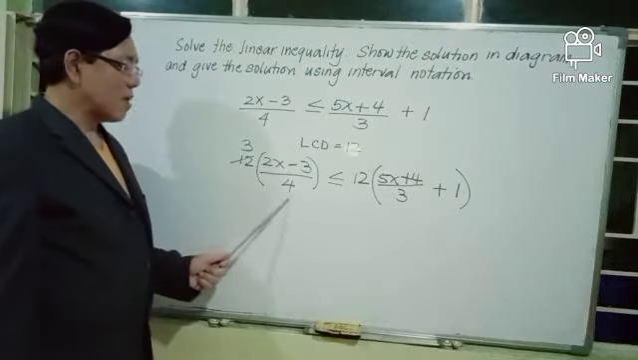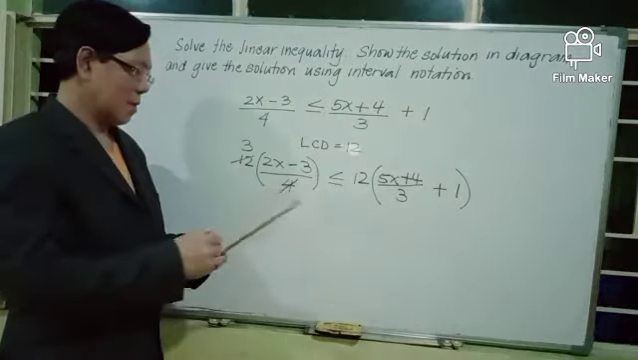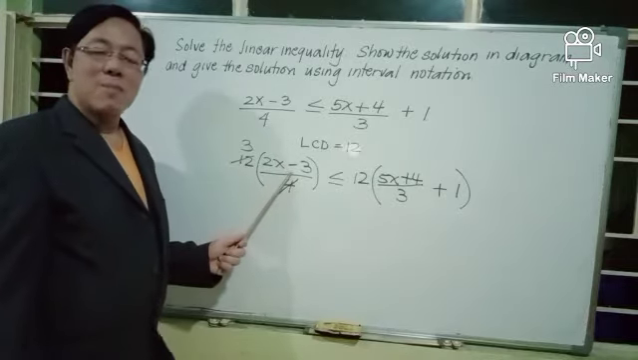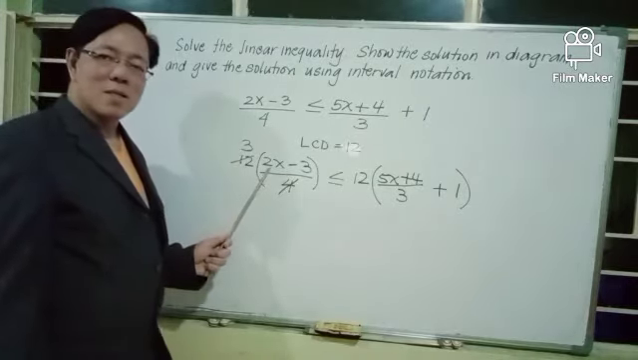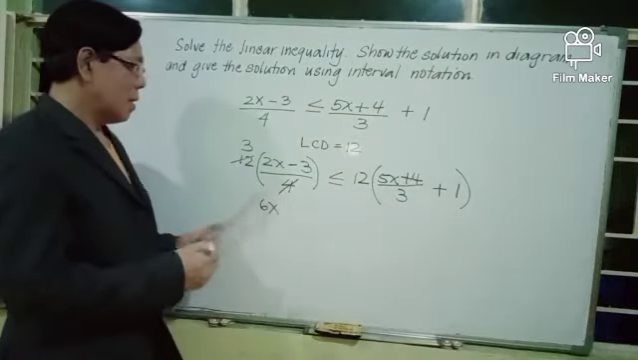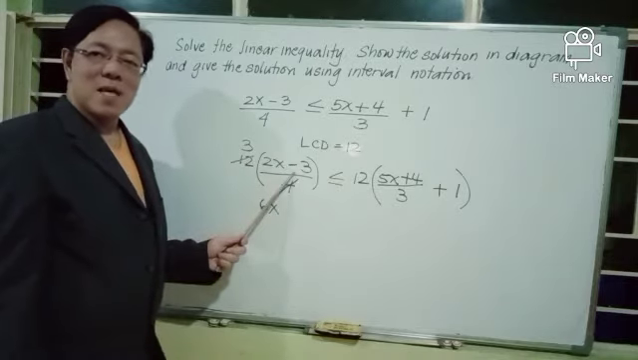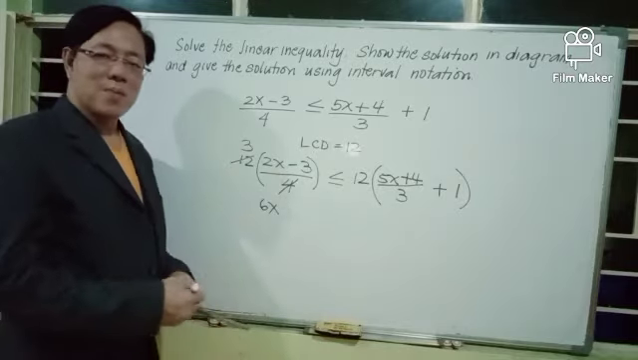Now 12 divided by 4 is 3. We can now cancel out 4. We multiply each term of this binomial by 3. 3 multiplied by 2x is 6x. Positive 3 multiplied by negative 3. Positive times negative is negative. And 3 times 3 is negative 9.